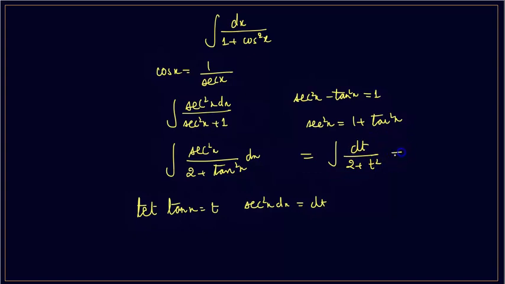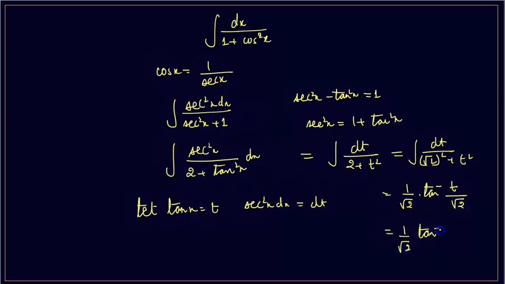We already know we can write this as dt upon root 2 whole square plus t square. That will turn out to be 1 by root 2 tan inverse t by root 2. So instead of t, you will write 1 by root 2 tan inverse of t by root 2. Instead of t, you will write the value as tan of x, tan of x upon root 2, and you will write it as plus c. So this is the answer that you will get.